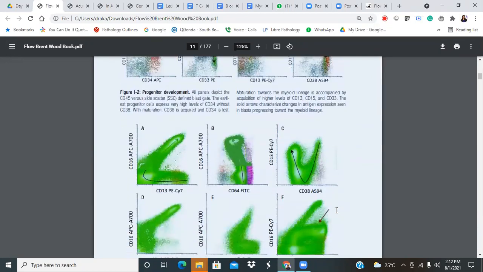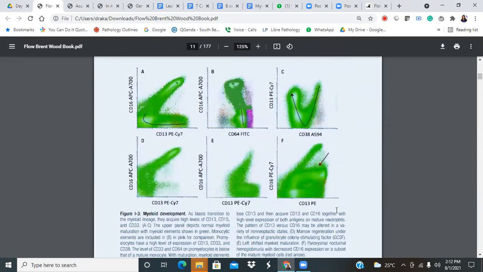So that's the progenitor development, and we already saw this myeloid development as well. I think we went through this yesterday. They are not only showing the normal here, they're also showing the abnormal here. So that's why I wanted to go through the Brent Wood book. They have shown over here the normal, and let's see what they are writing about it.